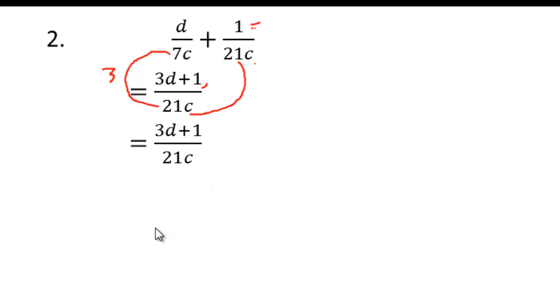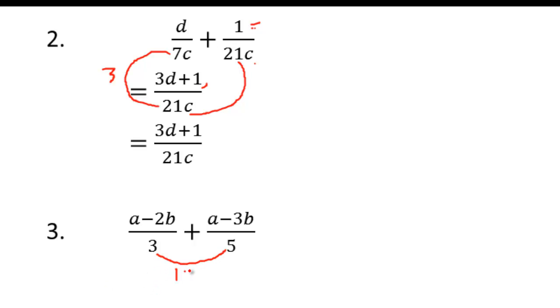So let's move further to number 3. Now number 3 is this: a minus 2b divided by 3, plus a minus 3b divided by 5. Now what are you going to do? You are going to find the LCM of 3 and 5.